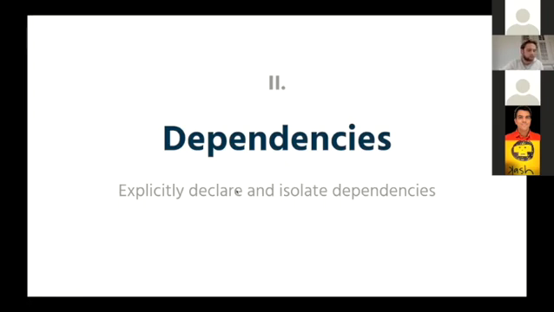The second principle is dependencies. Be explicit about your dependencies, declaring and isolating them. In Go, this means use Go modules. Since Go 1.11, Go modules has been available. If a dependency isn't available as a module, then vendor your dependencies, check them into version control. You can be explicit about them that way.